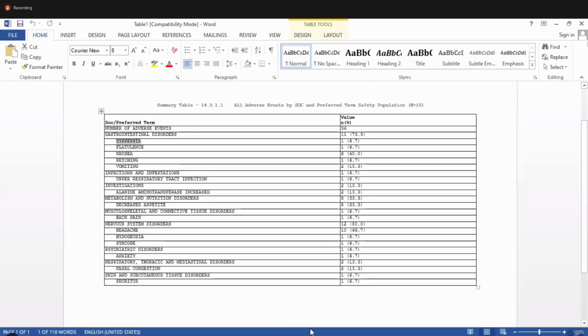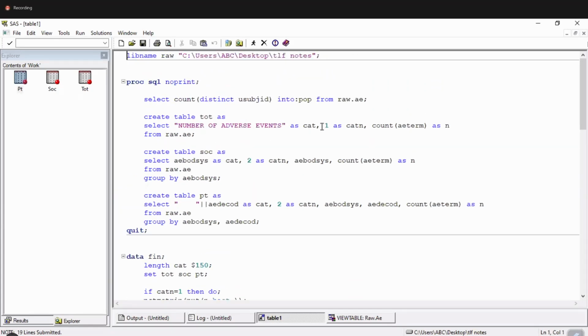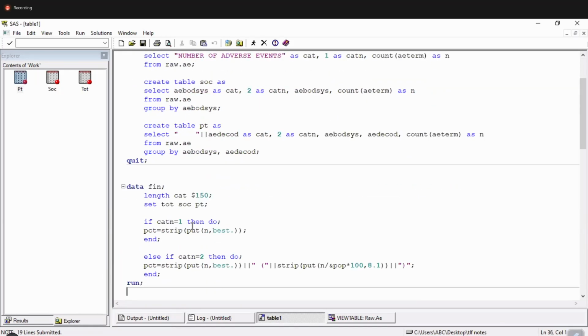If you observe, the percentage is not required for the first row. For all other rows, you require a percentage. So what I'm doing: if cat n is equal to 1, which means the first row, you don't need to derive the percentages. In the percentage column, I'm just passing the n number. The n variable I'm passing, and I'm removing the leading and trailing spaces. I'm creating a character variable.